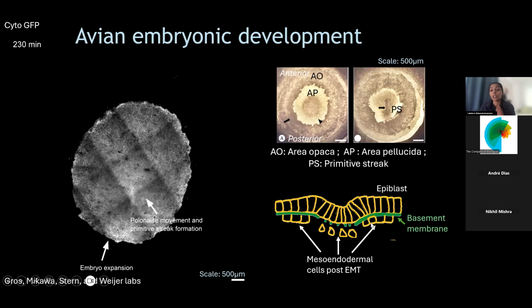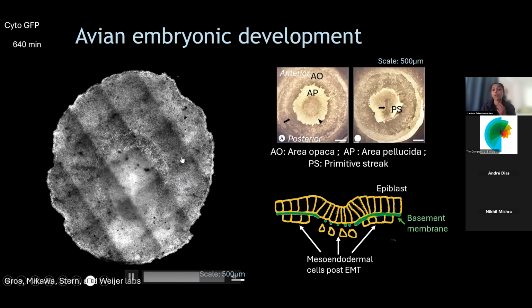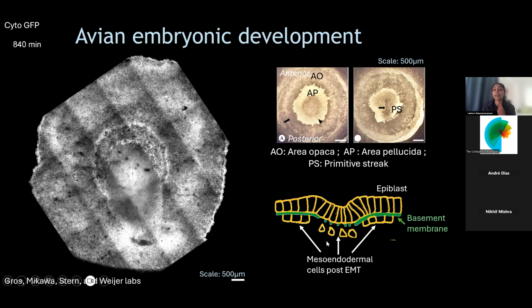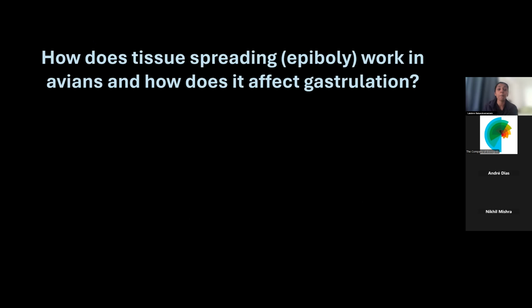And during this gastrulation process, in this middle region where the primitive streak emerges, you have cells ingressing out, resulting in the formation of the mesoendoderm throughout development.